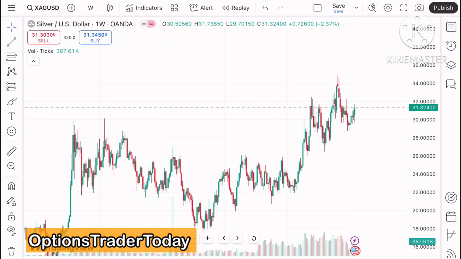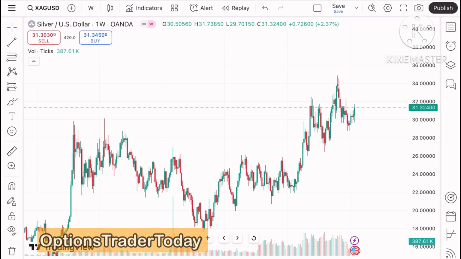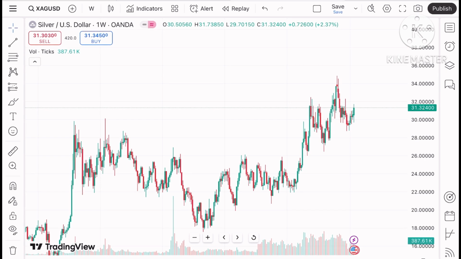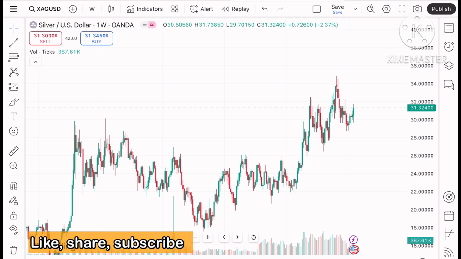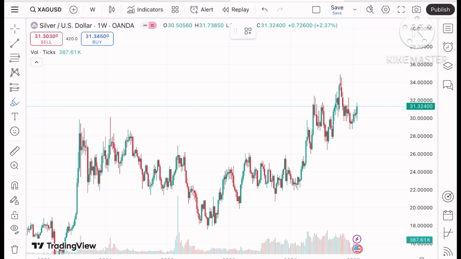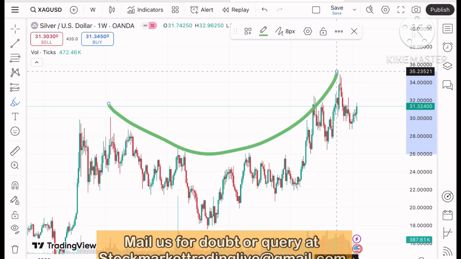So today in this video I'll explain how the price of silver has moved in the last week and how the price of silver can move in the next week. If you look at the chart of silver, silver is now trading at a level of $31.32. Looking at this particular chart, there is a pattern forming towards an upside, so chances can be high that if the price sustains this level, we can see a further upside movement.